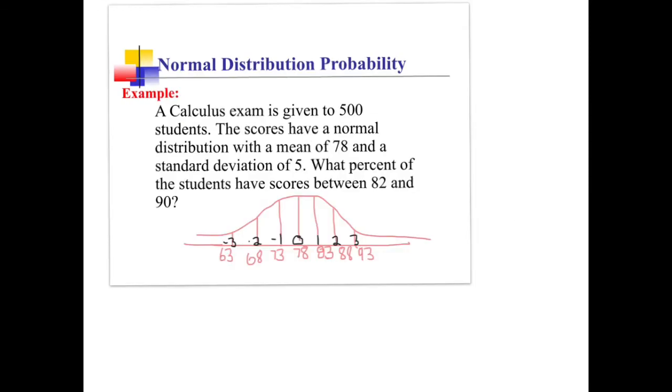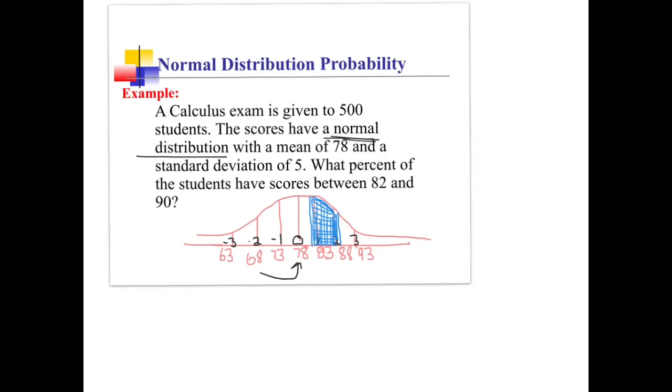Okay, as we read through our first word problem, a calculus exam is given to 500 students. The scores have a normal distribution, that's our bell-shaped curve, with the mean of 78. Take a look, I have 78 right here at the center and a standard deviation of 5. So as you can see, it moves along this x-axis in increments of 5. On the inside, I did put in my normal z-scores that will correspond to the given mean and standard deviation. So here is 0, right here with the given mean, 1 standard deviation to the right is 83, and so forth and so on. So the question says, what percent of students have scores between 82 and 90?